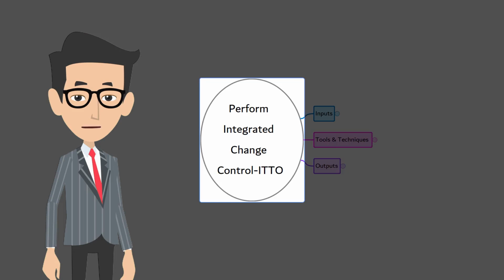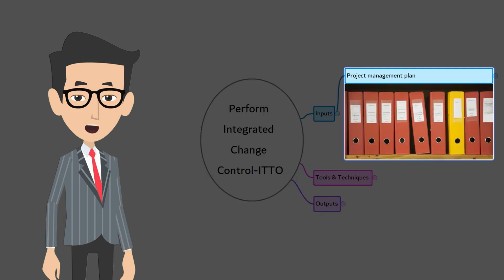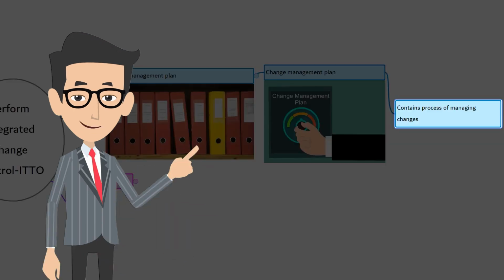All right, let's discuss the ITTOs of Perform Integrated Change Control. As usual, first the inputs. The first input is Project Management Plan. In it, Change Management Plan. To perform the change control, obviously, the know-how of how changes are to be managed in a project should be known.